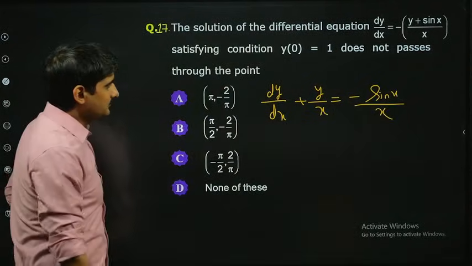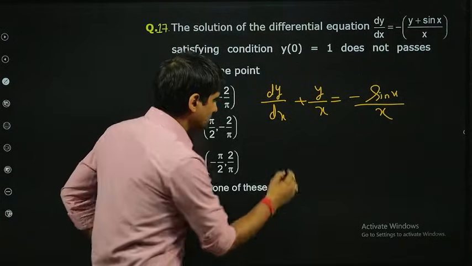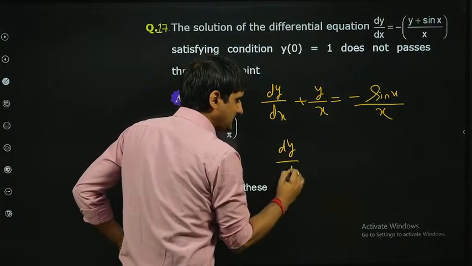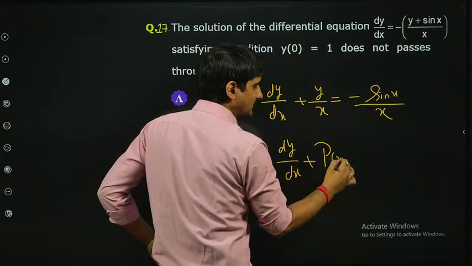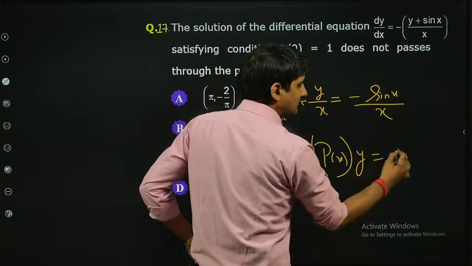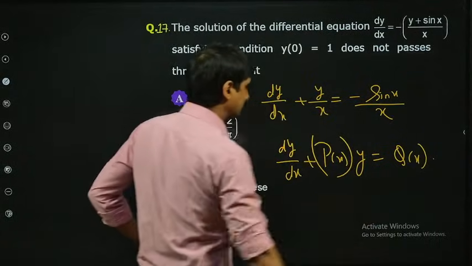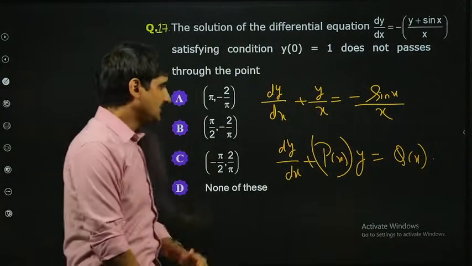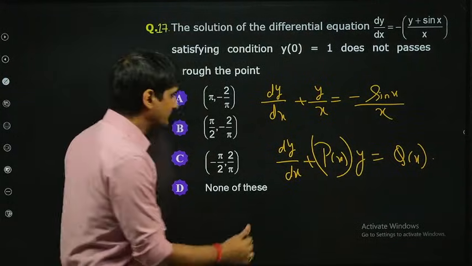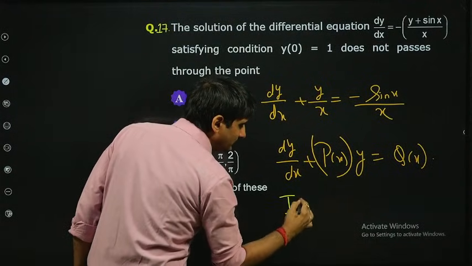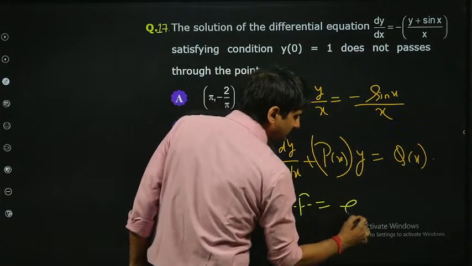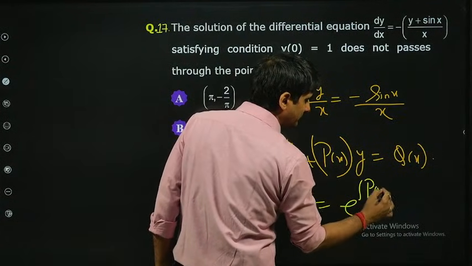To convert it to the linear differential equation. Now what is a linear differential equation in dy by dx form? It is dy by dx plus p of x into y is equal to q of x. Okay, so that's the linear LDE form here. So p of x, so we know we will be going for the integrating factor, which is e raised to the power integral of p of x dx.